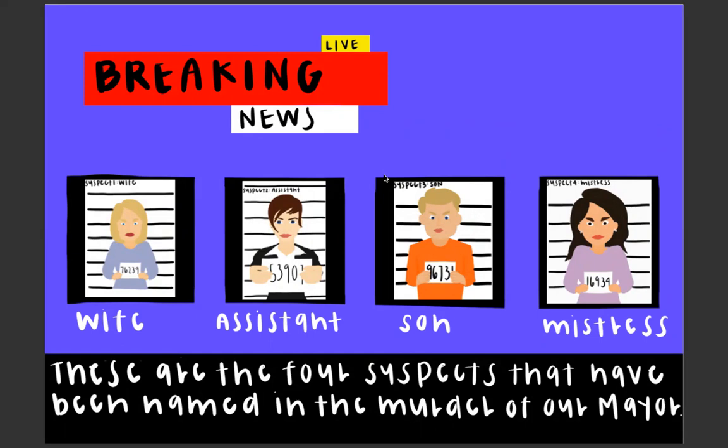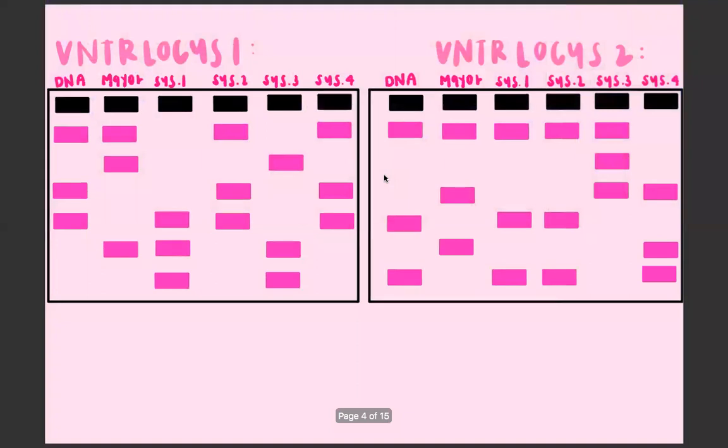Let's go to the lab and look at our DNA fingerprint analysis results from the mysterious blood found on the murder weapon. These are our 2 gels from our DNA electrophoresis during our DNA fingerprint analysis. These gels show the results of amplifying the 2 VNTR loci from our DNA evidence found at the crime scene. Let's take a closer look to find out which of our suspects match up with our DNA evidence column.